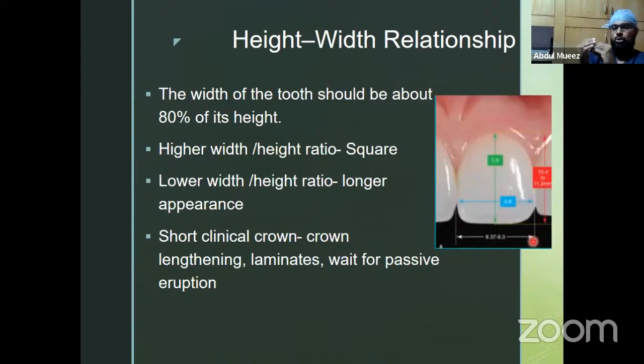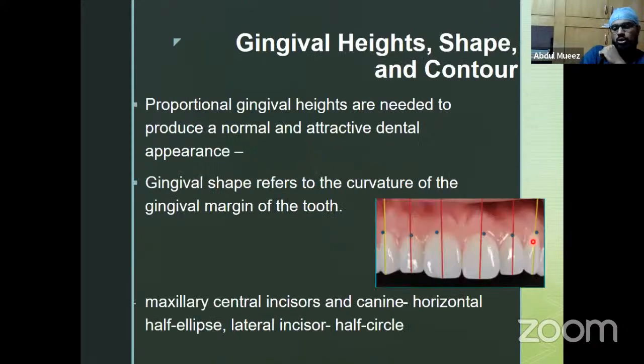And similarly, height and width also. If there is an increase in the width relative to the height, then the teeth will look more squarish, and if there is an increase in the height, it will give a longer appearance. If there is a shorter clinical height, then you have to opt for adjuvant therapies, such as crown lengthening, passive eruption correction, or laminates, before venturing into orthodontics.